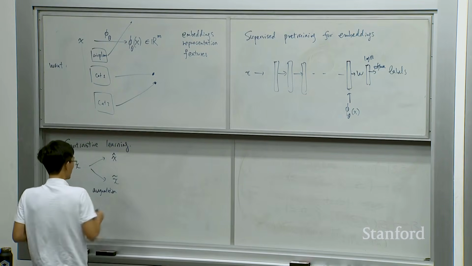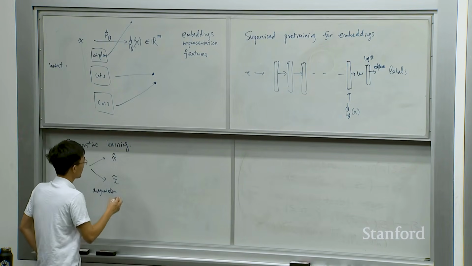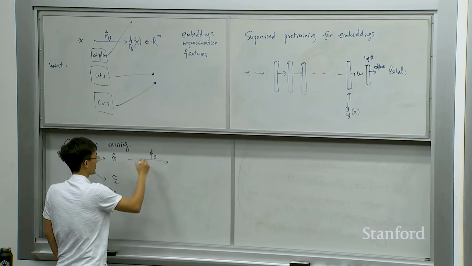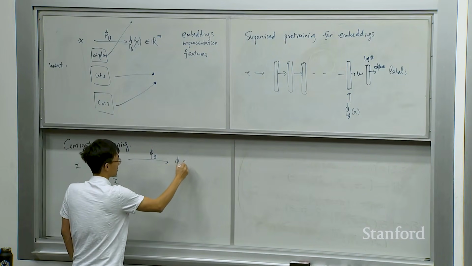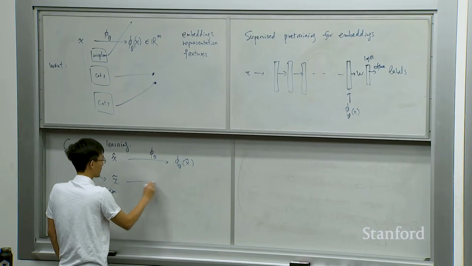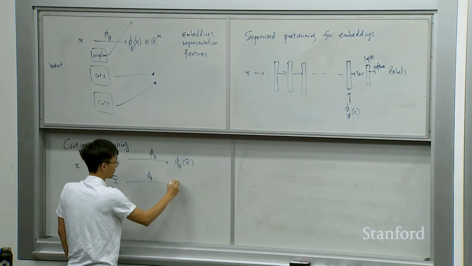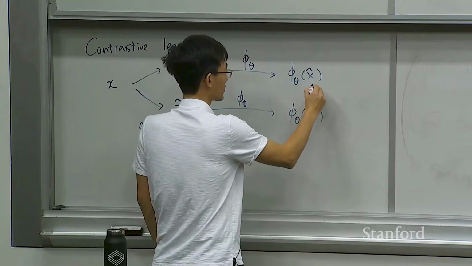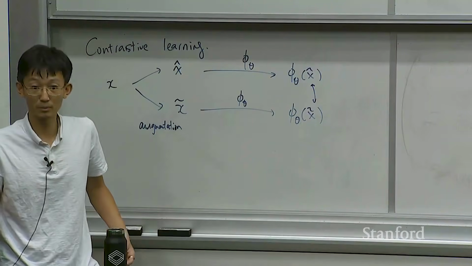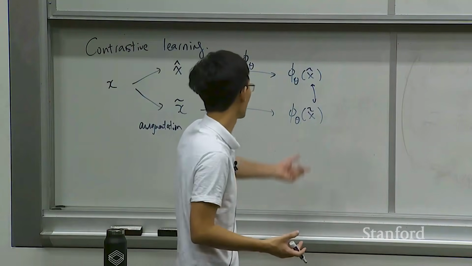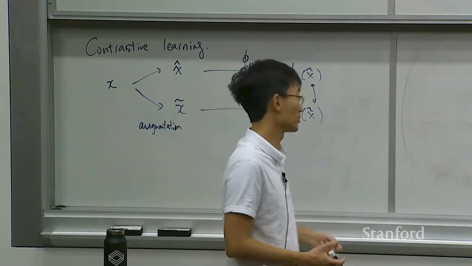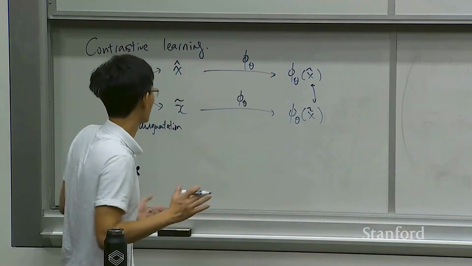And then you get these two things, and you say, I want these two to be close. So you can apply a neural network to this. You get phi theta of x hat, and you apply the neural network phi theta and get phi theta of x tilde, and you say you want these two to be close. That's something you can express by a loss function. You just say I need to minimize the distance between these. And you don't need any label so far.